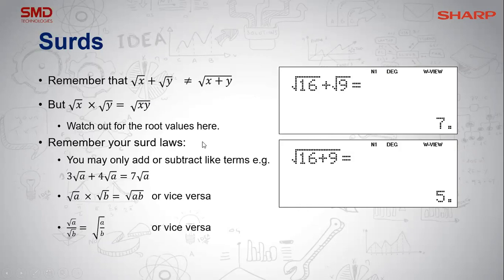And then, of course, remember your root laws. You can only add or subtract like terms, in other words, when your roots are the same. If they are not the same, then you cannot add them together. It's like trying to add x and y. It's not going to happen because they are different. And then, of course, if you have a square root over a square root, you can take the square root of the full thing. So that might help with simplification as well.